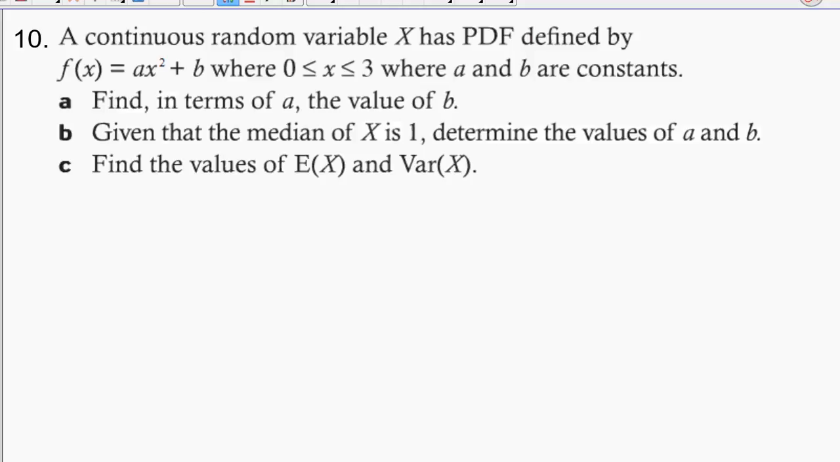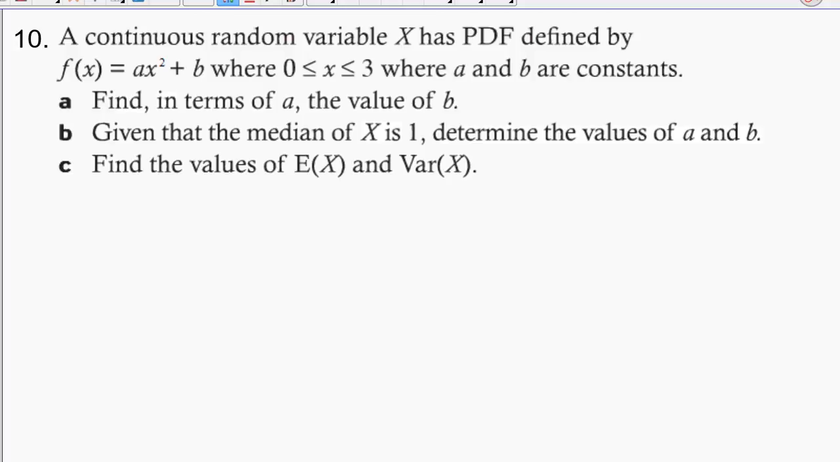I move on to number 10. A continuous random variable x has a PDF defined by f of x equals ax squared plus b, where x is between 0 and 3, and a and b are constants. Find in terms of a the value of b.